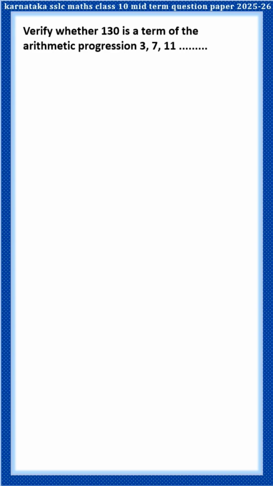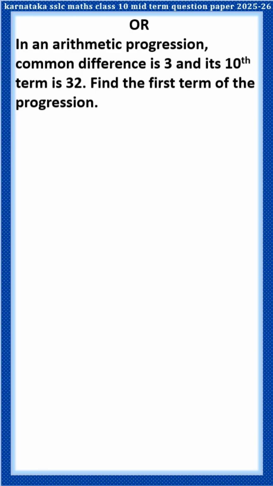Here is a similar question. You can try this one. It is a textbook question. Verify whether 130 is a term of the arithmetic progression 3, 7, 11, and so on. There is an alternate question for the 20th one. In an arithmetic progression, the common difference is 3 and its 10th term is 32. Find the first term of the progression.